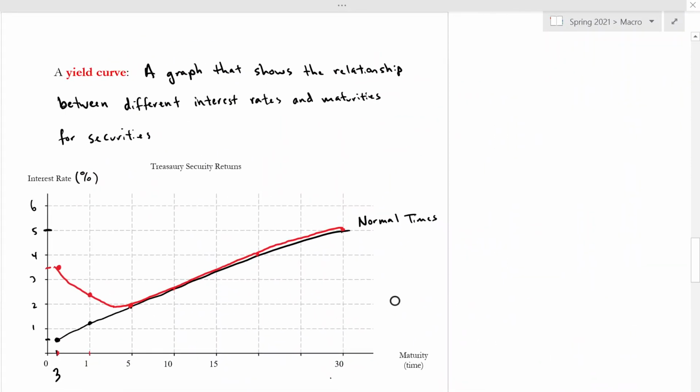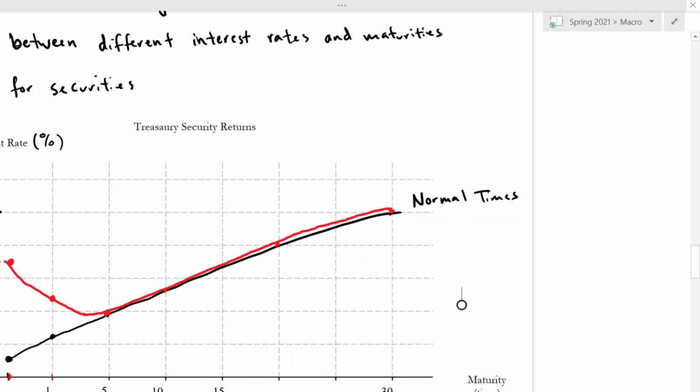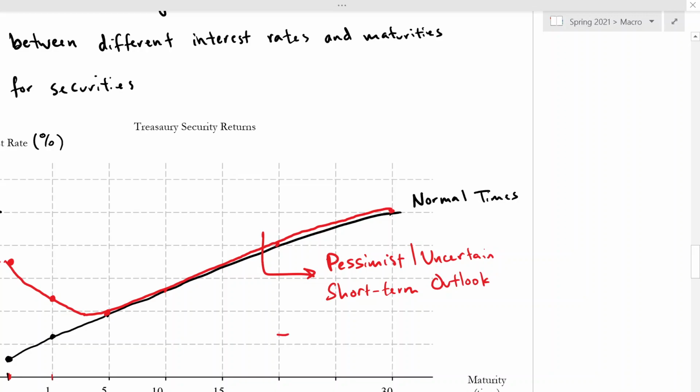Let me go ahead and write from the red: we have a pessimistic or uncertain short-term outlook. So bad expectations about the future. And this phenomenon is called an inverted yield curve.